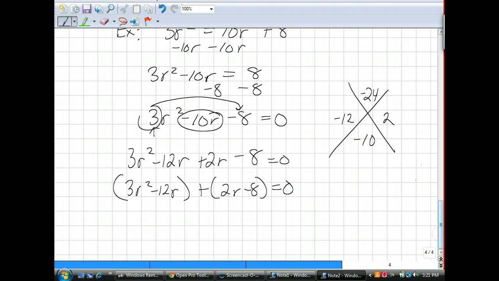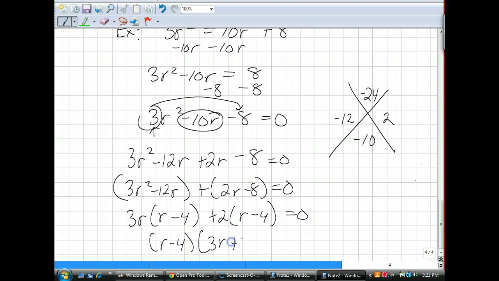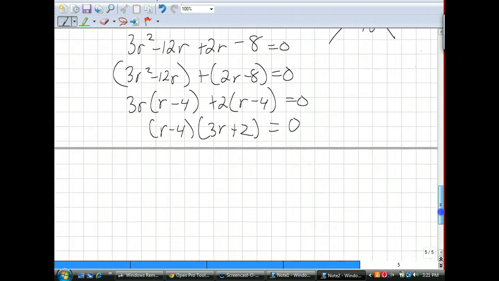Okay, in the first group the common factor is 3r. In the second group the common factor is 2. Then the common factor is r minus 4. And what's left over is 3r plus 2. Now it's completely factored. Now set each factor equal to 0.